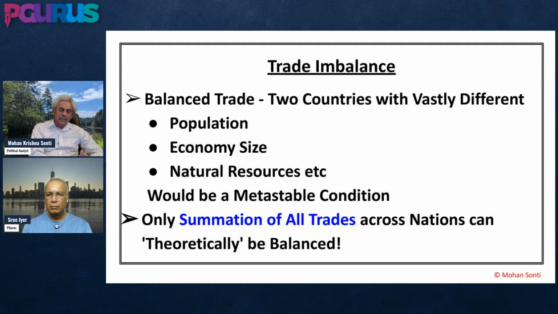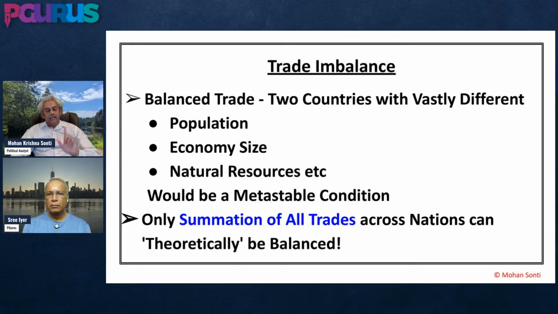The same thing happens in the USA as well, right? Texas produces oil and Michigan produces cars. So there cannot be an exact balance for everything. But overall, there can be a balance, the summation of all the trades. So that is the basic idea.